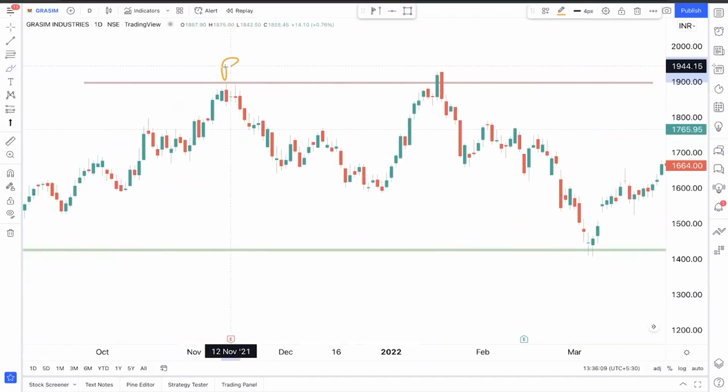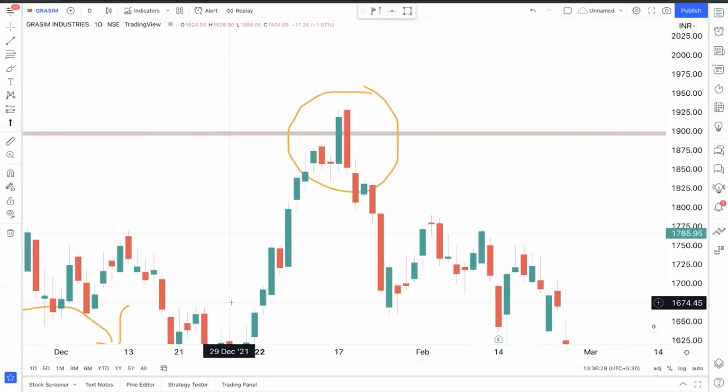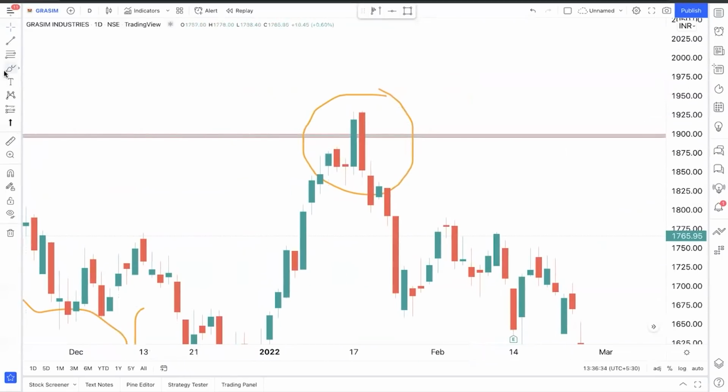This was our earlier resistance from where the weekly candle started reversing, and we have marked that particular zone. Now this is the particular zone I'm talking about when the stock is revisiting that resistance zone. Can you check here what is happening? Well, this is the first green candle where the market is breaking that zone for the first time.